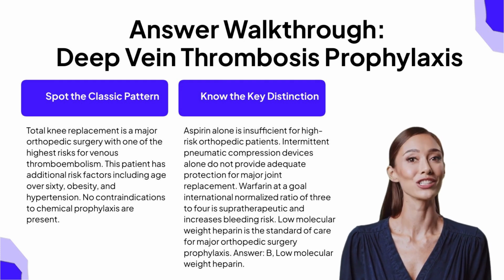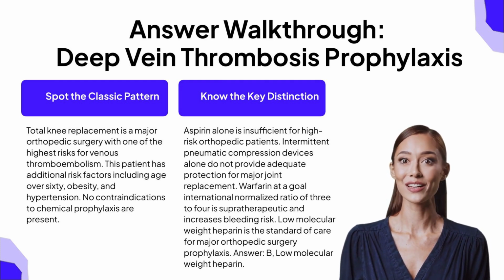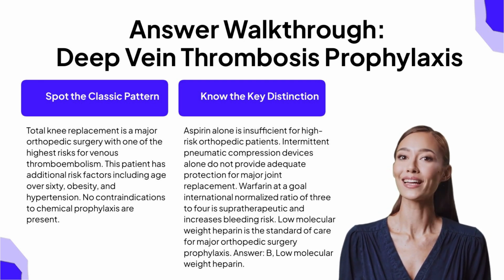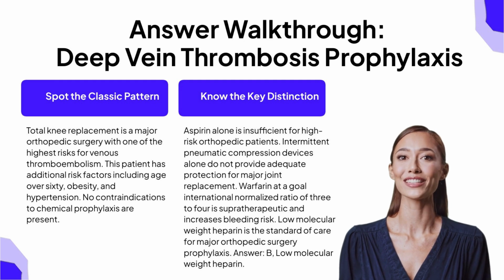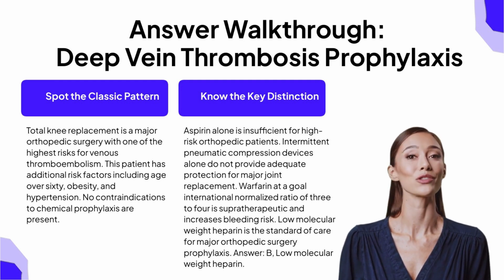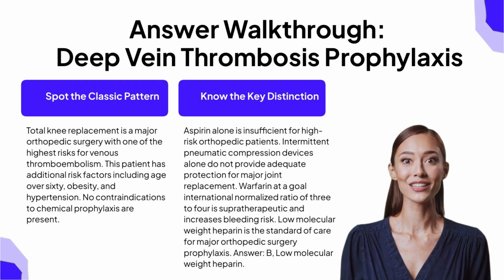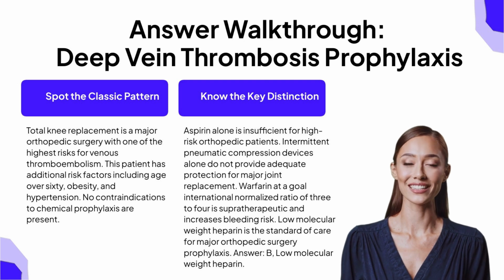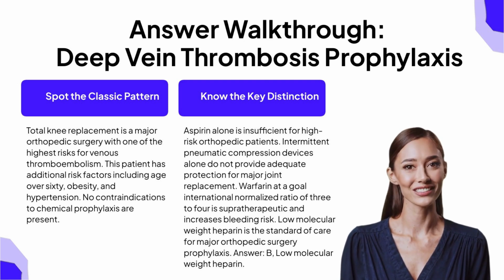Intermittent pneumatic compression devices alone do not provide adequate protection for major joint replacement surgery. Warfarin with a goal international normalized ratio of 3 to 4 is supratherapeutic and would increase the bleeding risk unnecessarily. Low molecular weight heparin is the standard of care for deep vein thrombosis prophylaxis after major orthopedic surgery. The answer is B, low molecular weight heparin. Review the venous thromboembolism prophylaxis guidelines in your surgical and internal medicine review resources for the complete details.